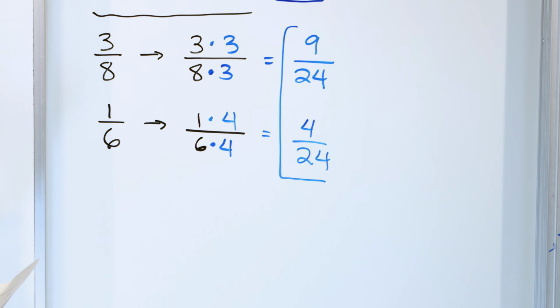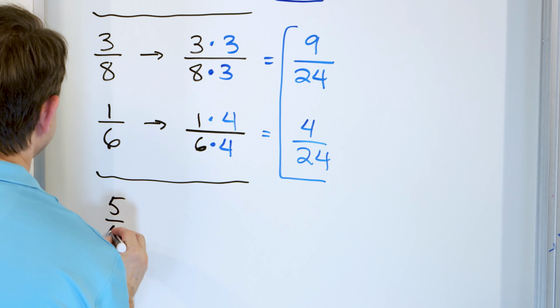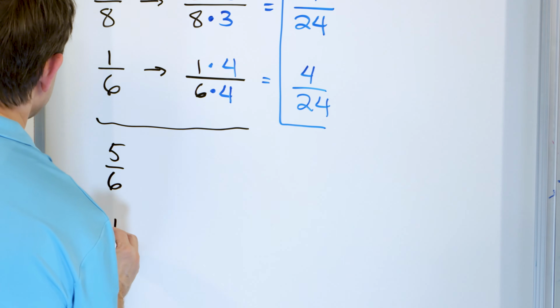All right, I think we only have 1 or 2 problems left. Let's take a look at the next problem. Let's say we have 5/6 and the partner fraction, 1/9.